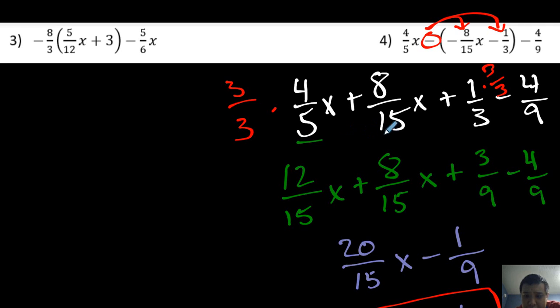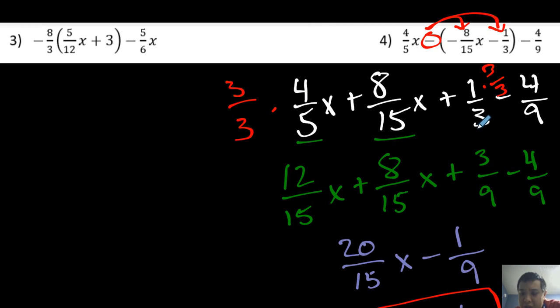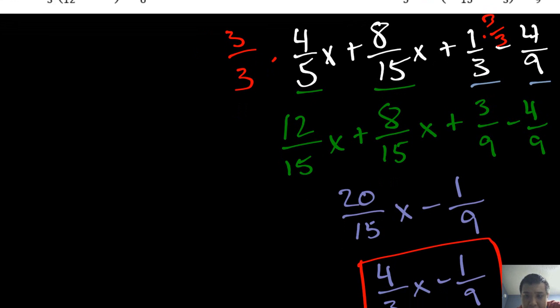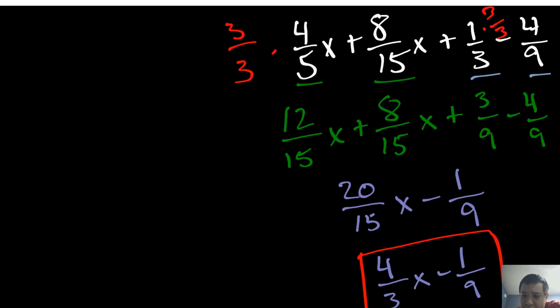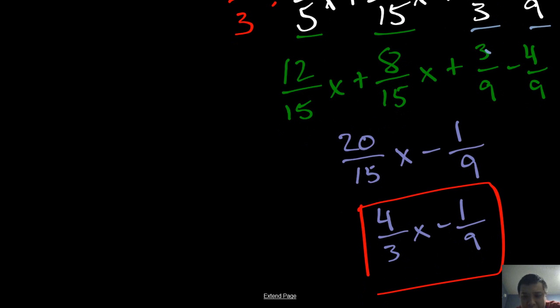So we got 4/5 and 8/15, which means we just need to multiply the first one by 3/3 to get 15 as our common denominator. Similarly, over here in the constants, the land of constants, we have 3 and 9, so therefore our common denominator is going to be 9, so we only have to multiply one of the fractions by a version of 1. What results in is 12/15 and 8/15 x's. Combine those, we get 20/15x. Our constants, we subtract 3 minus 4, we get negative 1, so we have negative 1/9.